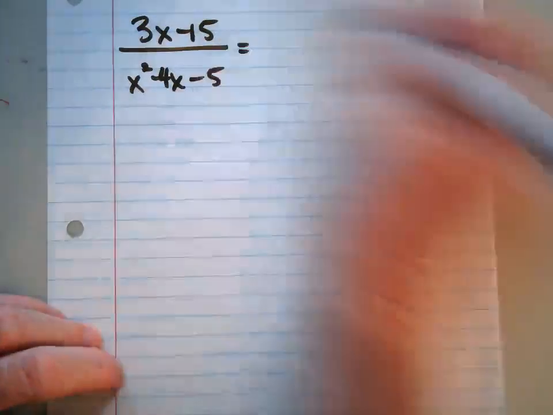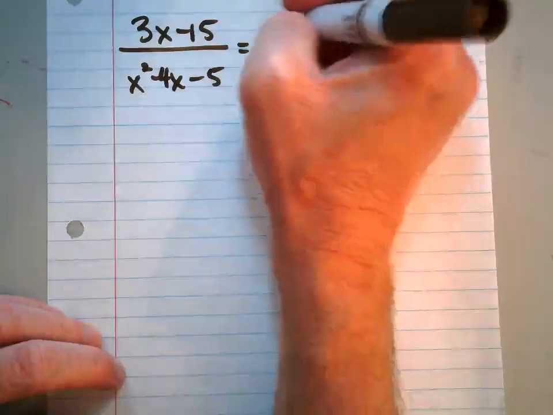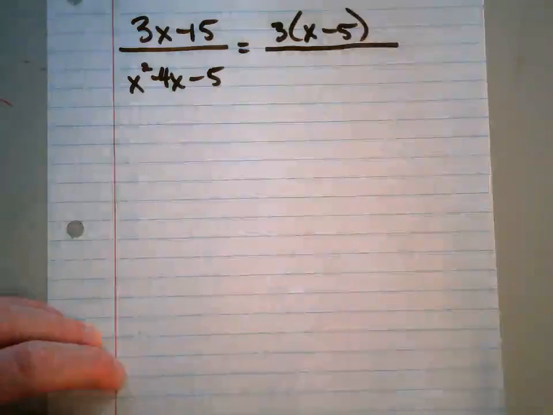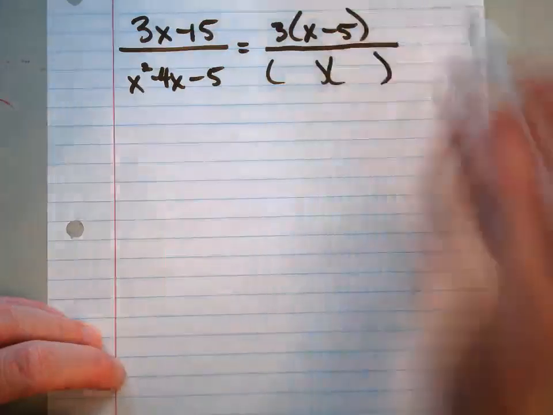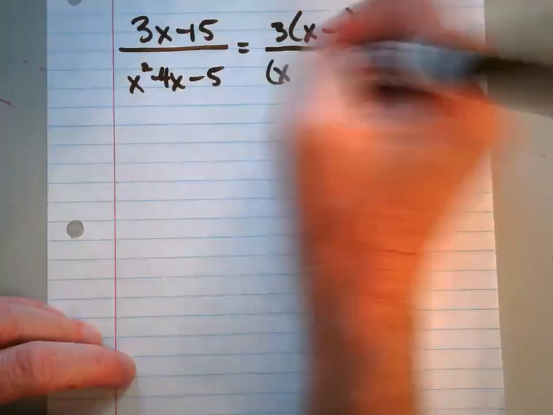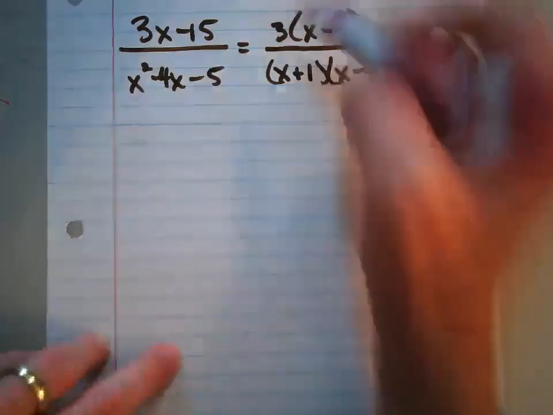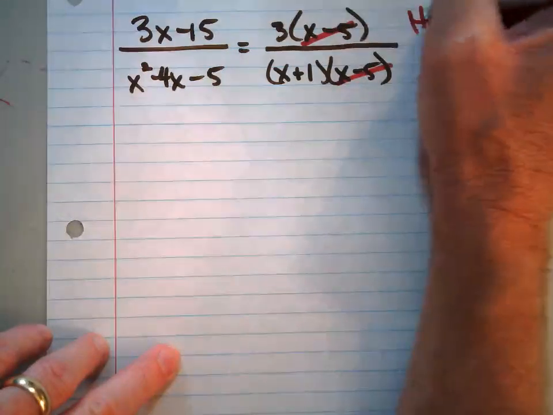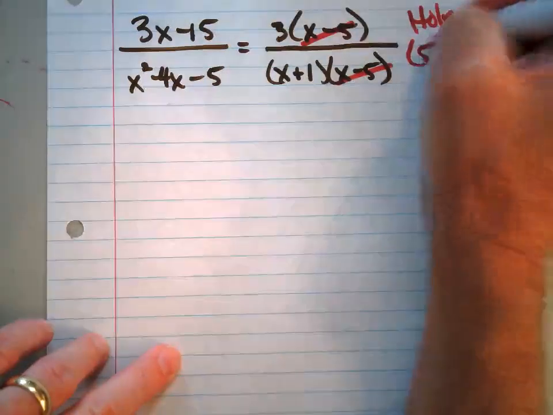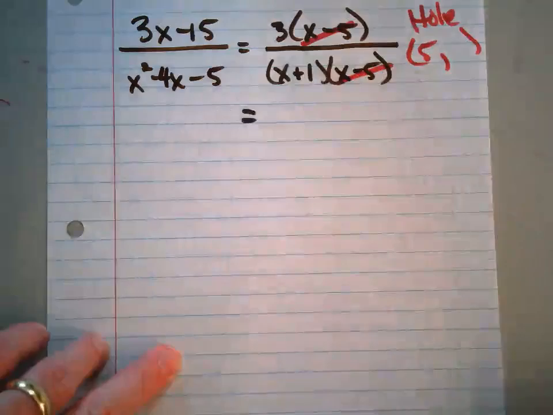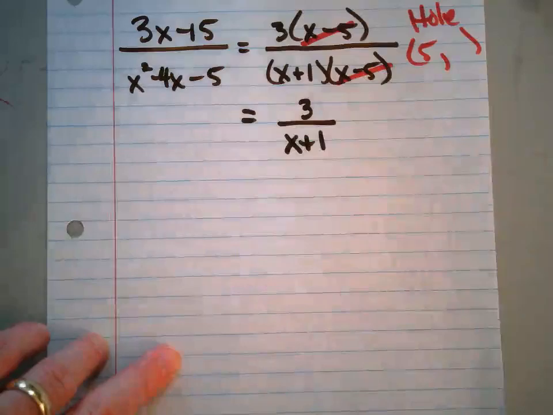All right, so this is going to be different from the previous two. This is why I wanted to do this problem. I want to factor. On the top, there's a GCF. On the bottom, this actually looks like a problem we did earlier, just it's been flipped. So x plus 1, x minus 5. We get these to cancel, which gives us our hole. We change the sign of this negative 5. That's a positive 5. The remaining function is 3 over x plus 1.